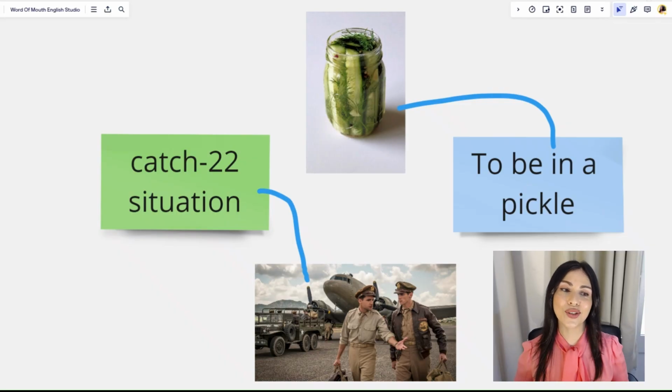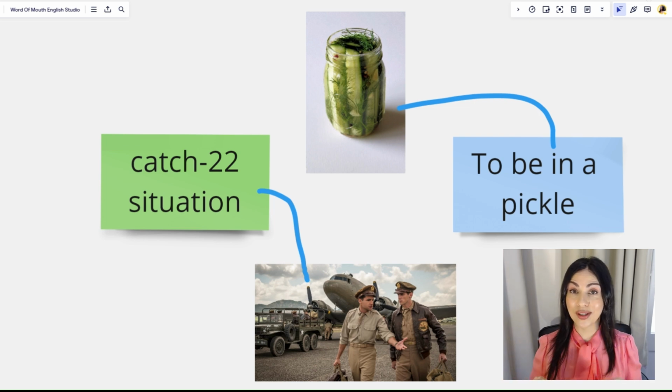Incidentally, did you know Catch-22 originated as the title of a 1961 novel by author Joseph Heller? Now here's the novel's Catch-22.